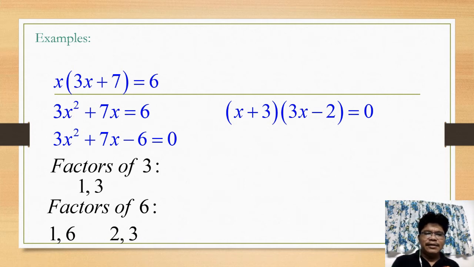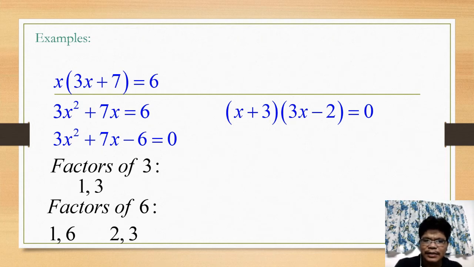Now, the last term is minus, meaning one is positive and one is negative. Now, what do you think is the outer product? So, we have x times negative 2, so the answer is negative 2x. And how about the inner product? The inner product is 3 times 3x, so 9x. And what is the sum of 9x and negative 2x? So, the answer is 7x. So, that is all you are going to do. Check what the inner product and the outer product are, such that when you combine them, the result is the middle term. Now, if the last term is minus, one is positive and one is negative.